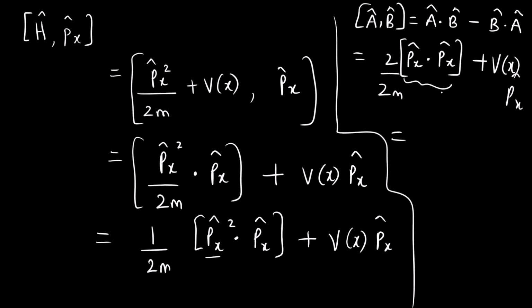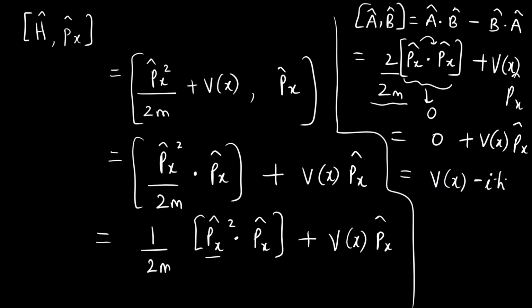Now we know that an operator always commutes with itself, so this value will be 0. So this and 0 into this entire term will be 0, plus Vx into Px cap. And what is the value for the observable of linear momentum? You have to remember, it is minus i h cross del by del x. This is the observable value for linear momentum.